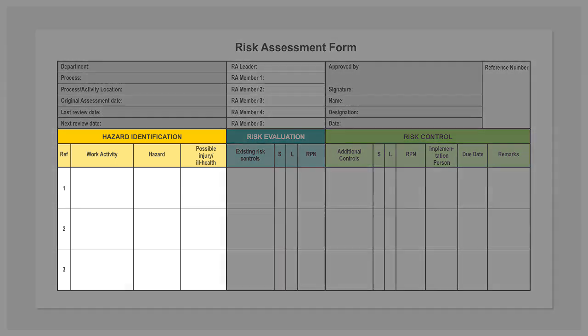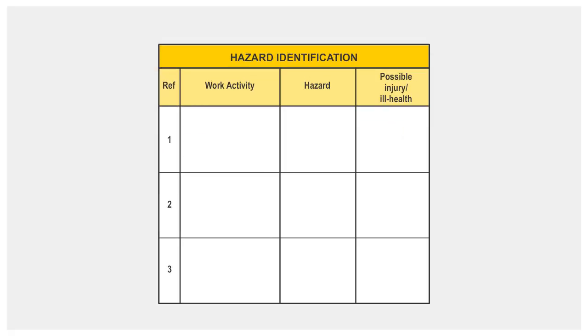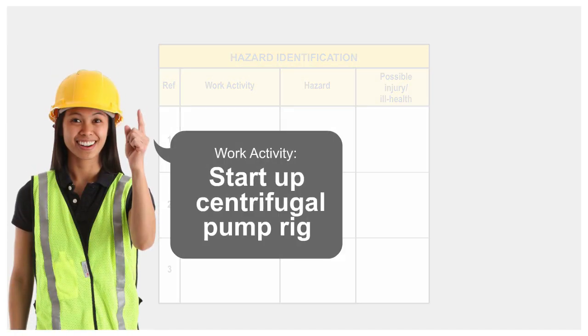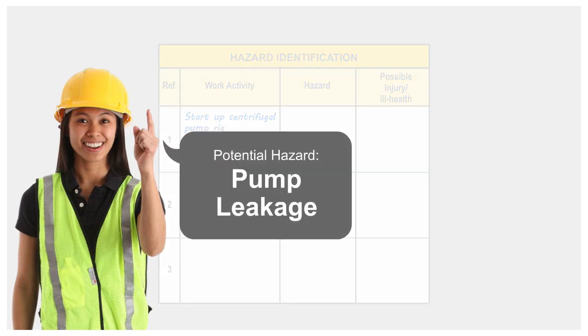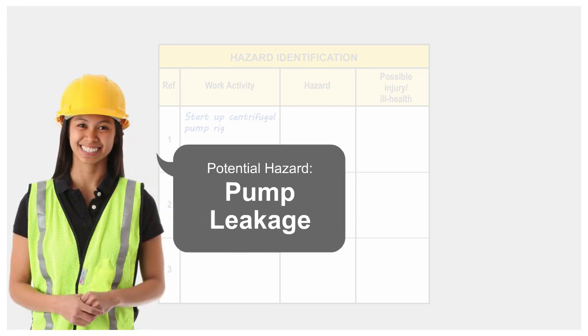First, we will zoom into the hazard identification section. We will use startup of a centrifugal pump on a rig as an example of a work activity. Let's say we have identified pump leakage as one of the potential hazards for this work activity. We will need to record it in the hazard column.